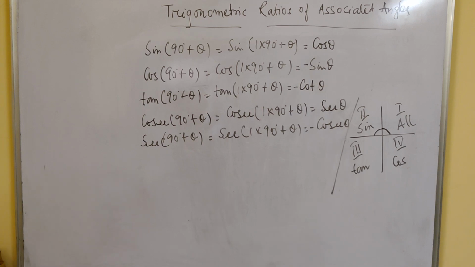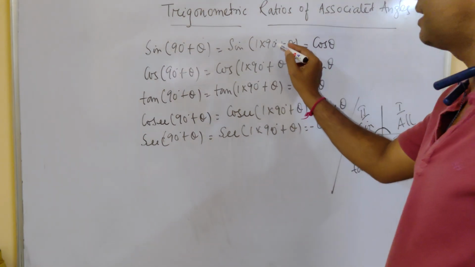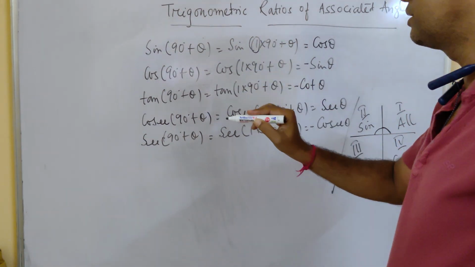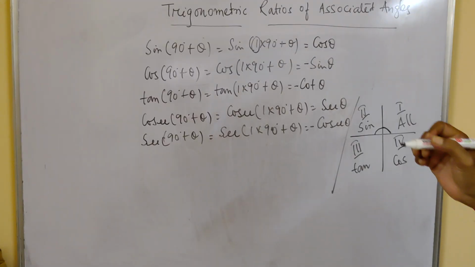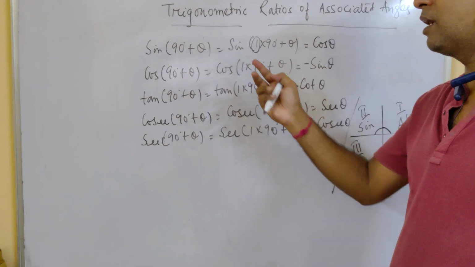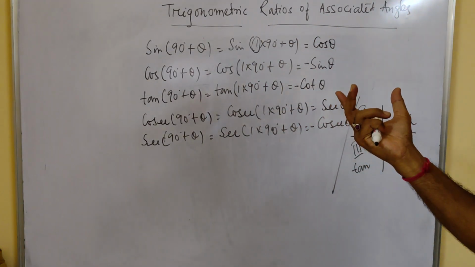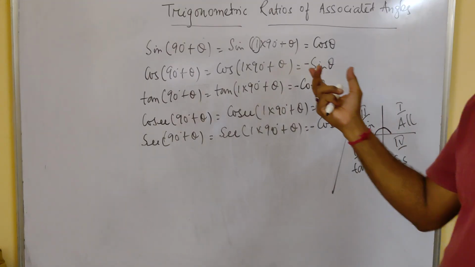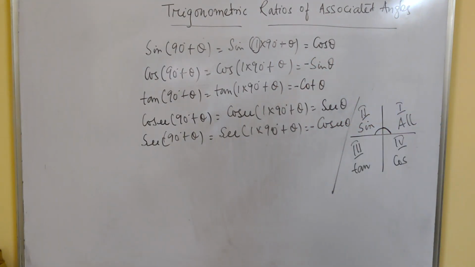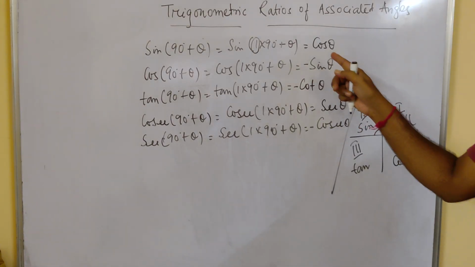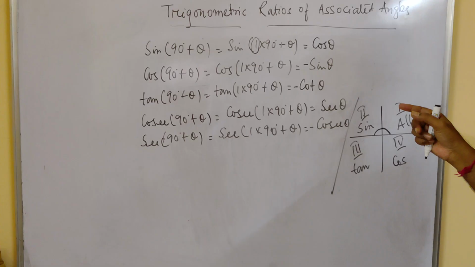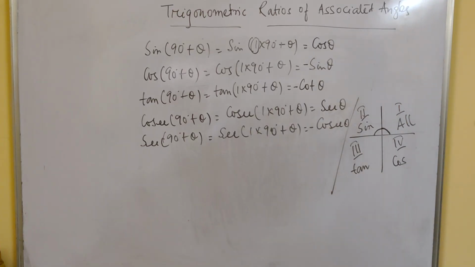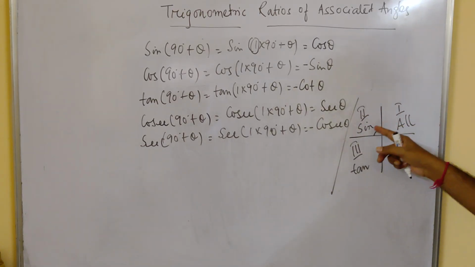So it is very simple: if we multiply 90 degree with an odd number, then the particular ratio changes to its corresponding ratio, and if we multiply it with an even number, then the ratio remains unchanged. Then we have to find in which quadrant the angle lies, particularly first, second, third, fourth.